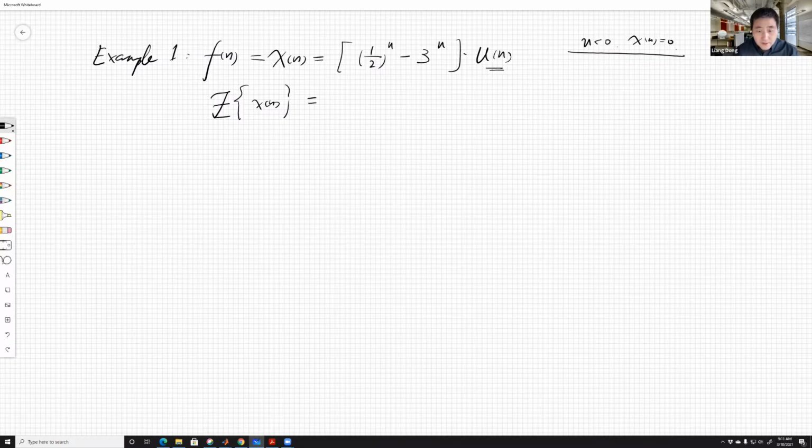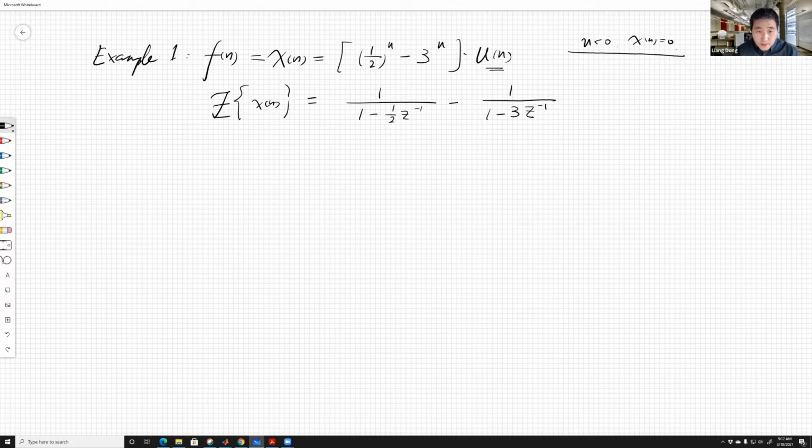Therefore, in this case, now we have 1 over 1 subtract half z to the power negative 1, subtract, it's a linear operation, so we can work on the first term, then work on the second term, 1 over 1 subtract 3 times z to the power negative 1.